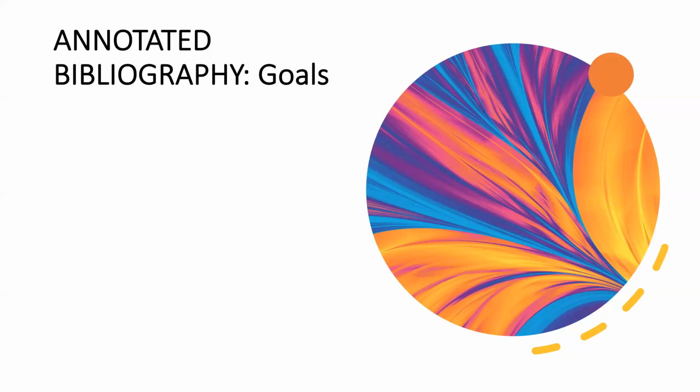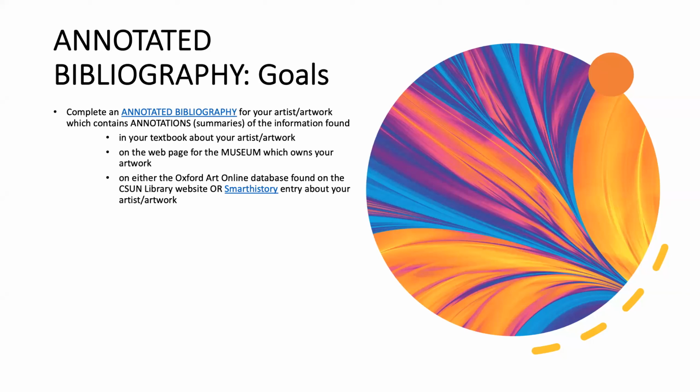All right, so the annotated bibliography, the goals are to complete an annotated bibliography for your artist and artwork, which contains annotations or summaries of the information found, 1, in your textbook about your artist and artwork, 2, on the web page for the museum which owns your artwork. And remember, for this one, you must use the URL from the original list. Don't just Google it, find that original URL.